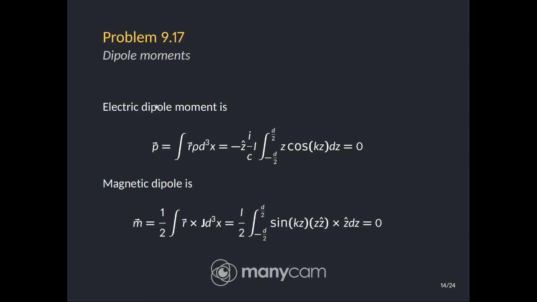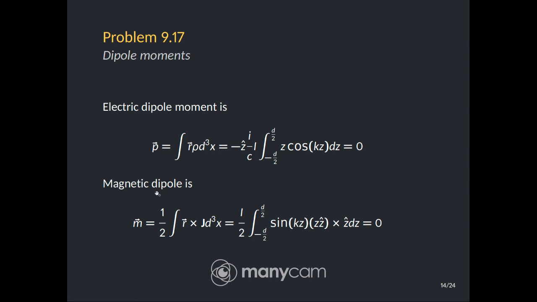To calculate the electric dipole moment, from the definition, P is equal to the integral of the position vector times the charge density. Since we have the Dirac delta x and Dirac delta y, the position vector only contributes in the z component, so we only need to calculate the z integration. Since z cosine kz is an odd function, this integration gives us 0. Thus, this system doesn't have any electric dipole moment.